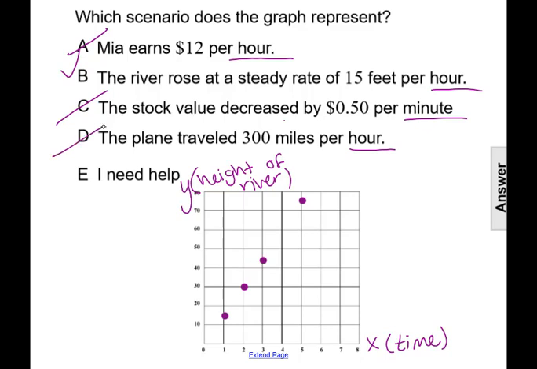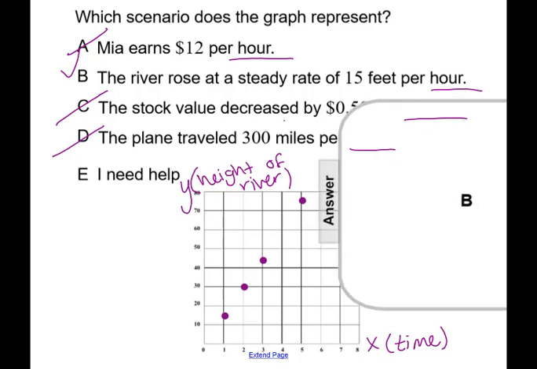So the only situation that makes sense, the only scenario for this graph, is the river rose at a steady rate of 15 feet per hour, or answer choice B.